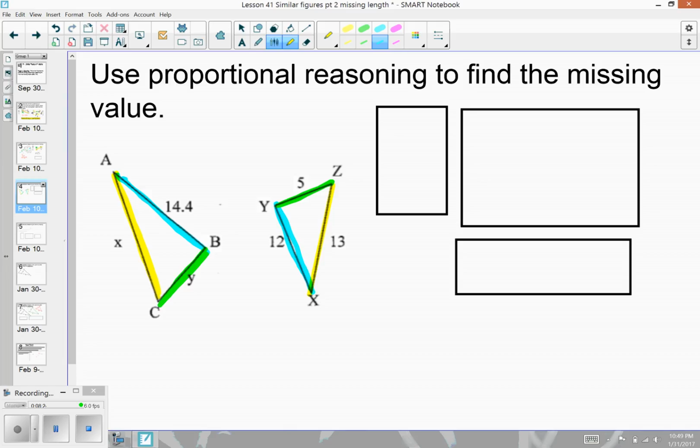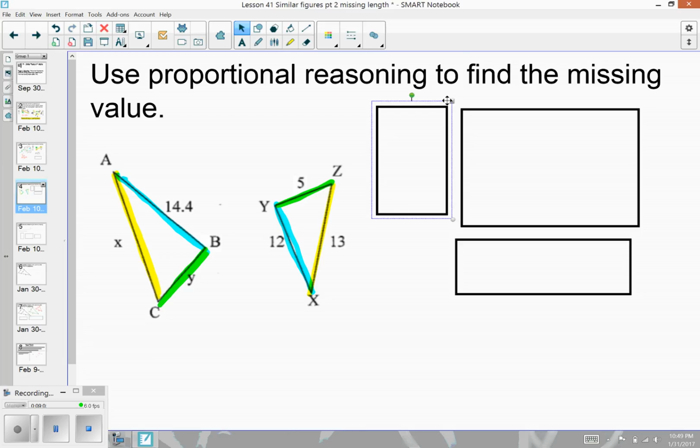Remember, when we are identifying our corresponding parts, we always want to make sure that we are identifying them in the correct order. For instance, angle A, or the top of this line segment, corresponds to angle X. So I wouldn't want to say A to B corresponds to Y to X, because A does not correspond to Y. Now that we've identified the corresponding sides, it makes it a little easier to set up our proportion. I encourage you to use colored pencils or crayons or markers as you're doing this unit. It makes it so much easier to solve.